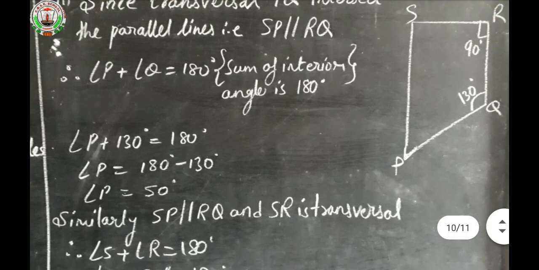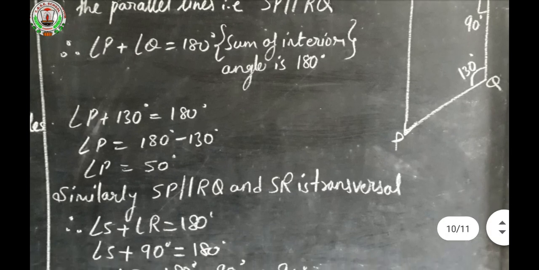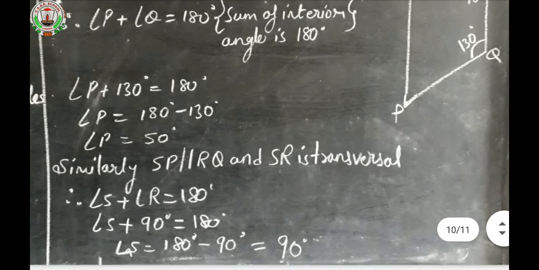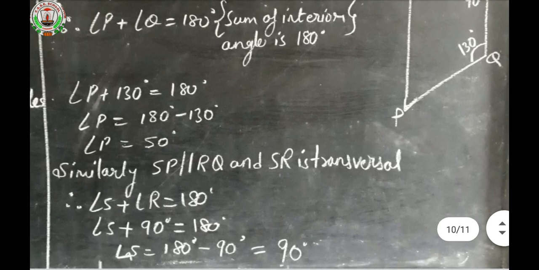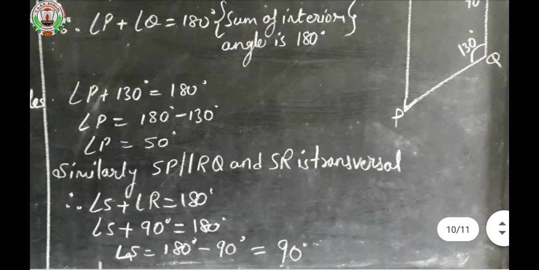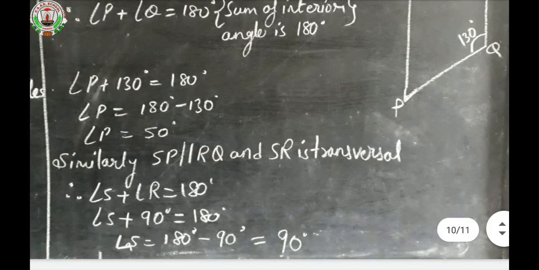Similarly, for the second part, SP is parallel to RQ and SR is a transversal, isn't it? So angle S plus angle R is equal to 180 degrees. Angle R is equal to 90 degrees, we are having, isn't it? So while transposing we get 90 degrees.